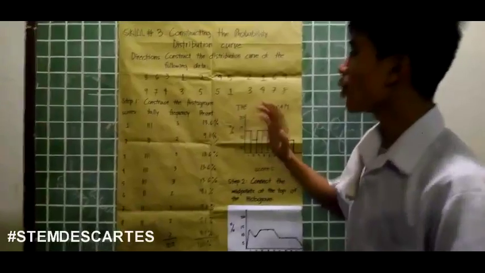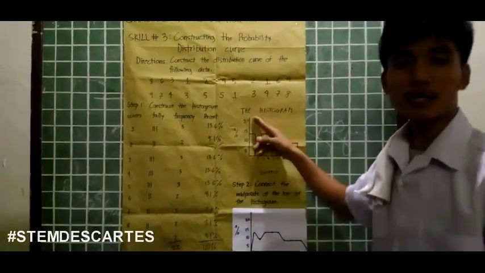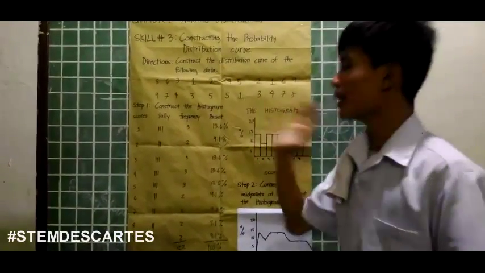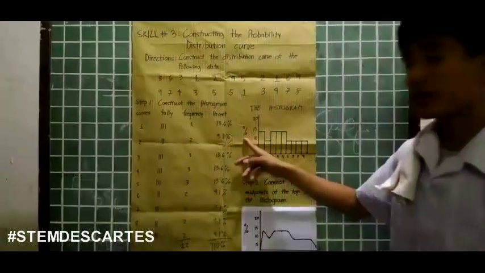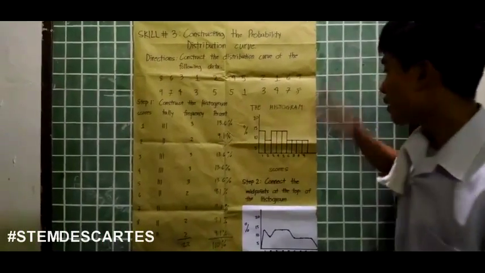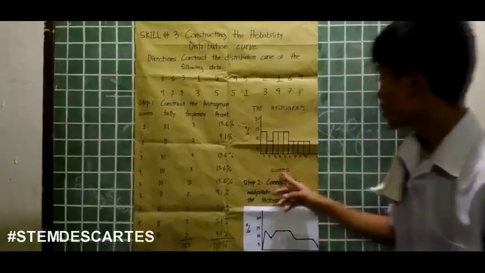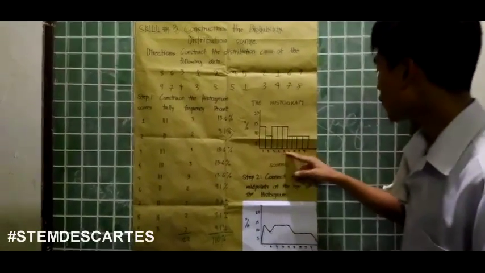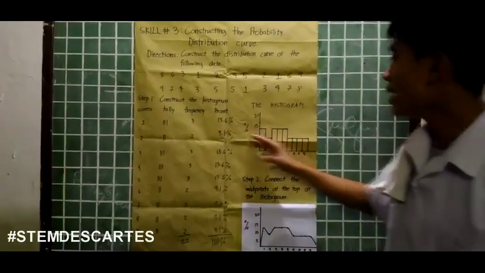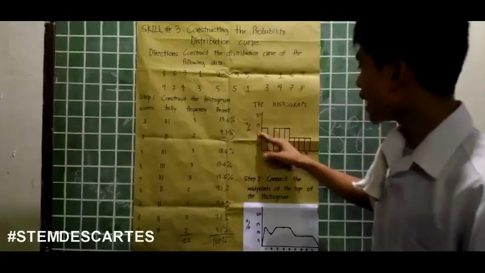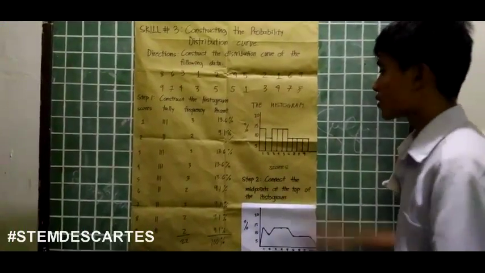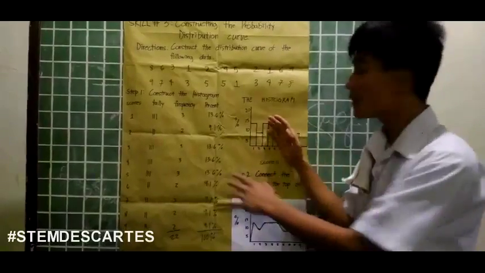Now we can form our histogram. So this is the histogram. On the right side is the percentage, and the bottom are the scores. We have scores 1, 2, 3, 4, 5, 6, 7, 8, 9, and the percentages 5, 10, 15, and 20. So let's construct the histogram.